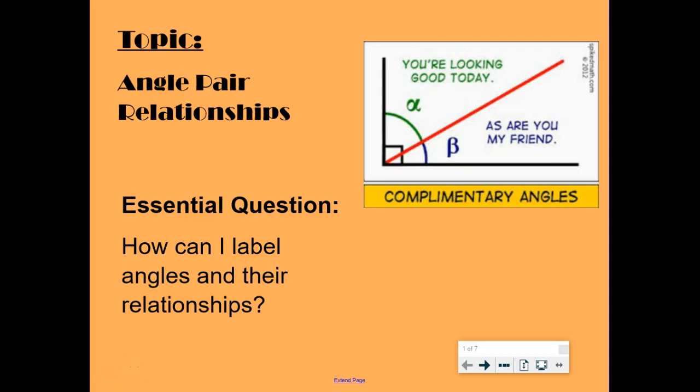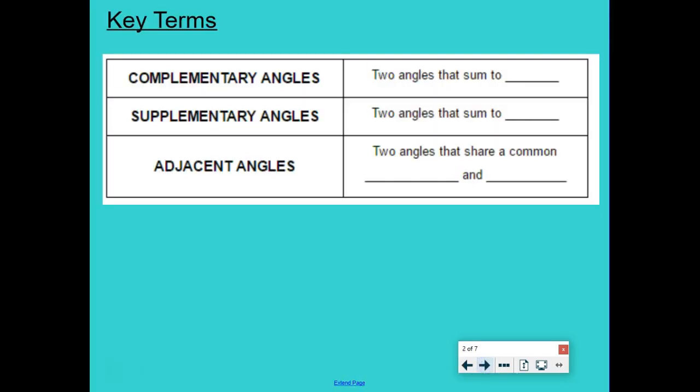Today our topic is angle pair relationships. Our essential question: how can I label angles and their relationships? Complementary angles are two angles that sum to 90 degrees. Sum is add, so they add to 90 degrees. Supplementary angles are two angles that sum to 180 degrees. Adjacent angles are two angles that share a common side and vertex.